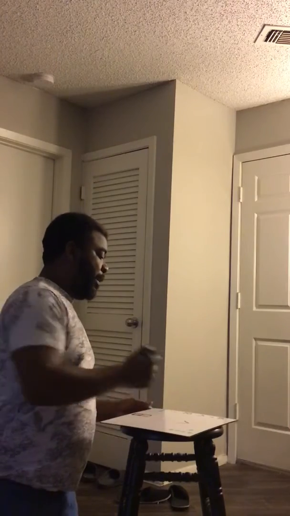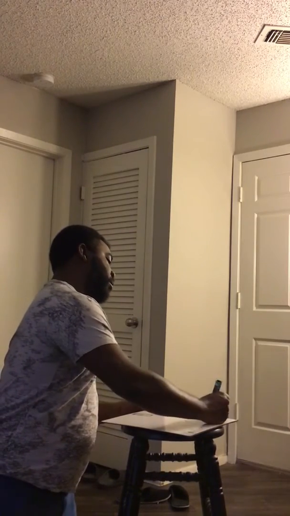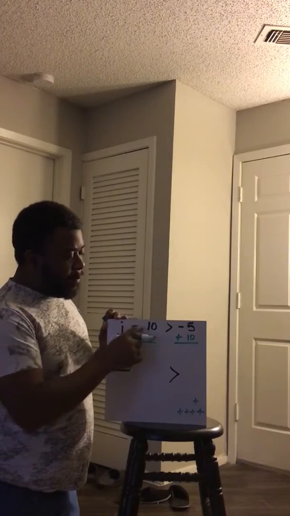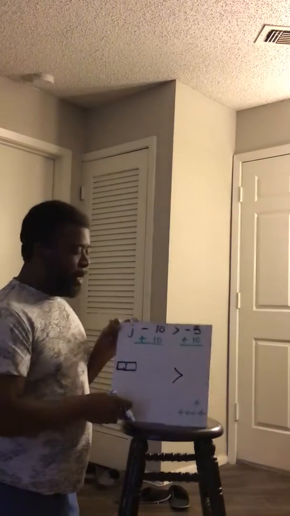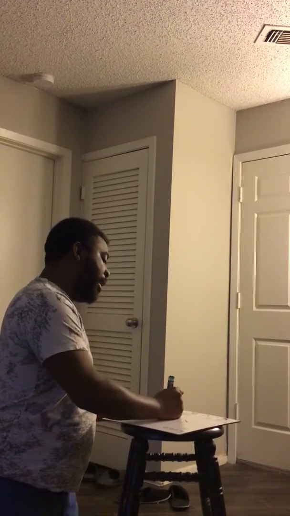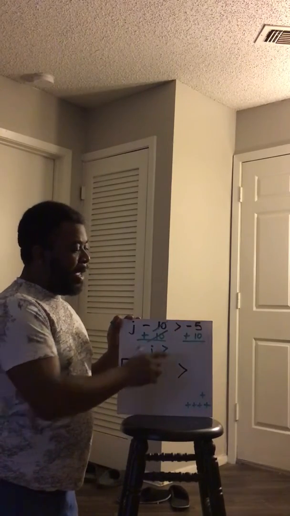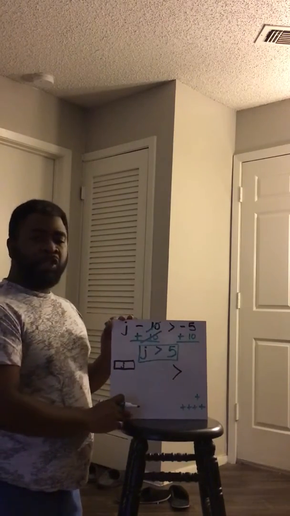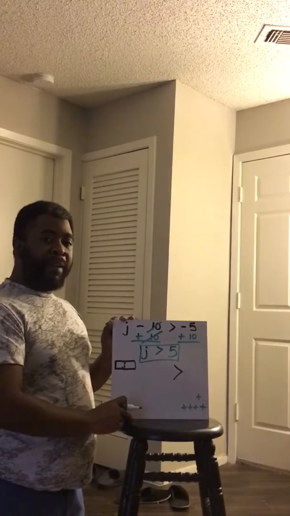Mathematically, if I add 10 to both sides, because remember I've got to keep them balanced, a negative 10 and a positive 10, we just saw what happens. They cancel each other out, and that leaves me with just J is greater than, I bring the inequality symbol down, and then I have a positive 10 and a negative 5, and we saw what happened with that. That leaves me with 5. So in that example, J would be greater than 5.